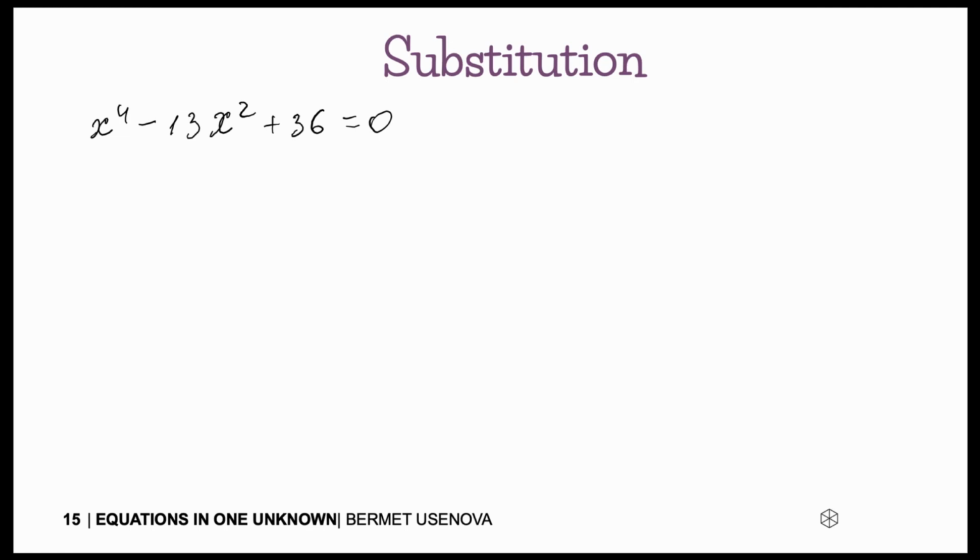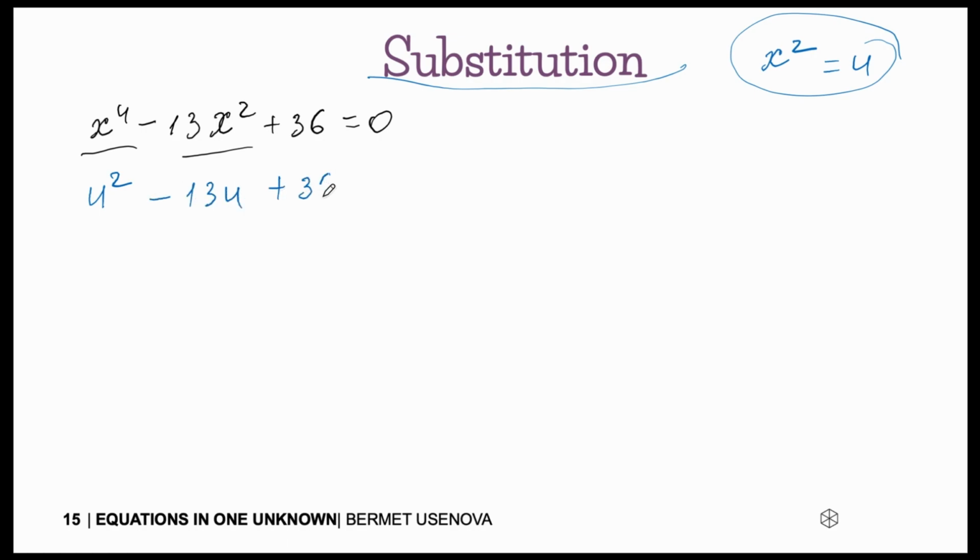This is not a quadratic equation, but as you may see here, these two terms look very familiar from a quadratic equation, the only difference being that the power is 2 times bigger. So what we can do here is use our substitution method, where we assign x squared equals u. Then we rewrite, keeping in mind that if x squared is u, then x to the power of 4 will be u squared: u squared minus 13u plus 36 equals 0.